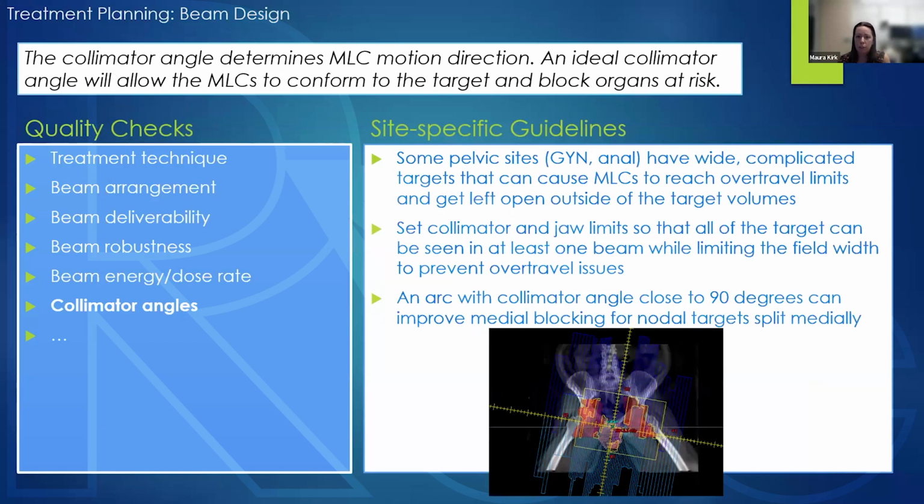So in the pelvis, for some pelvic sites, you have wide, complicated targets, and this can cause the MLCs to reach their over travel limits, and then they get left open outside of the target volumes. This may not be obvious in your dose distribution unless you directly play your leaf motion in the beam's eye view. So you want to set your collimator and jaw limits so that all of the target can be seen in at least one beam, but maybe not all beams, and then limit your field width to prevent these over travel issues. In the example below, there's an arc with a collimator close to 90 degrees, and that can help to kind of block this medial area between nodes.